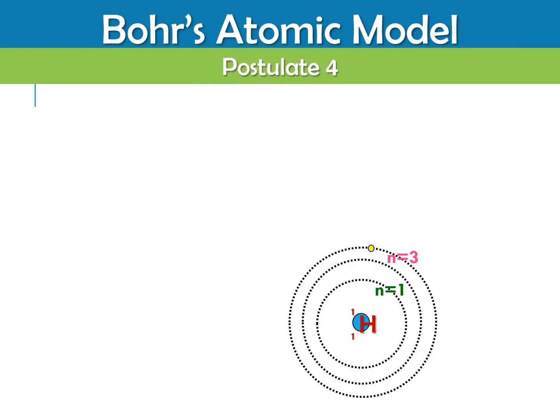The last one is postulate 4. Electron at its excited state is unstable. Excited state ni adalah energy level selepas proses excitation selesai. For example, electron tu excited from n is equal to 1 to n is equal to 3. So n is equal to 3 ni lah kita panggil sebagai excited state. So electron yang berada pada excited state ni sifatnya adalah tidak stable.